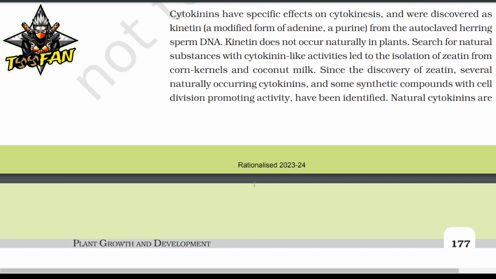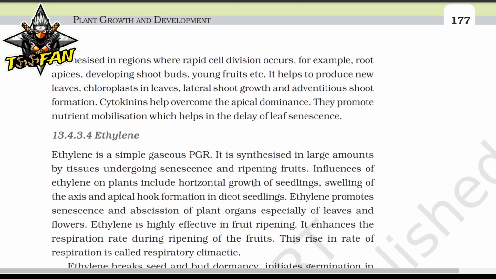been identified. Natural cytokinins are synthesized in regions where rapid cell division occurs, for example, root apices, developing shoot buds, young fruits, etc. They help to produce new leaves and chloroplasts in leaves, lateral shoot growth and adventitious shoot formation. Cytokinins help overcome the apical dominance. They promote nutrient mobilization, which helps in the delay of leaf senescence.